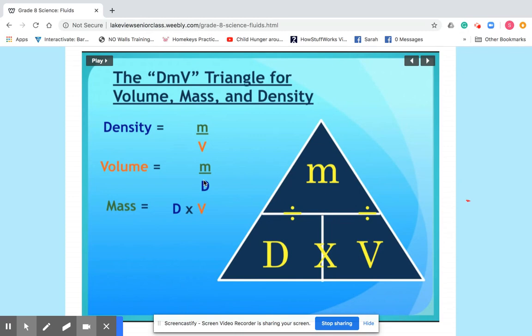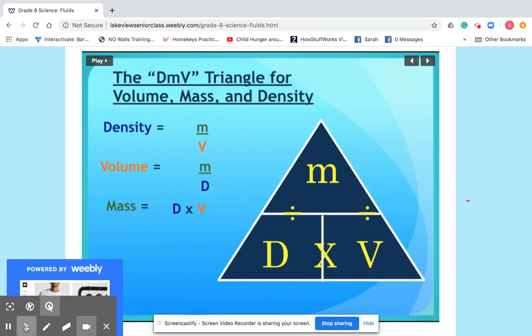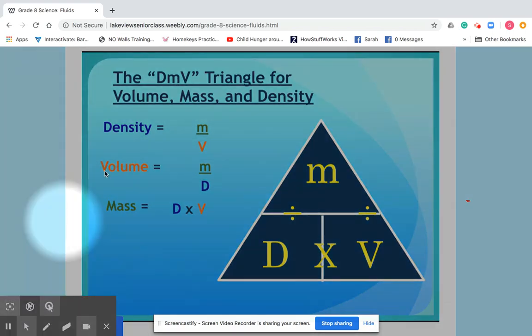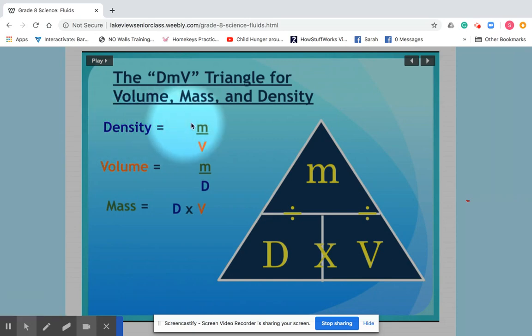Okay, so we are familiar with the density formula. So I just want you to take a moment to pause this screen and write down the formulas that you're going to be needing for the rest of today's lesson. So for example, in order to calculate density, density is equal to the mass divided by the volume.